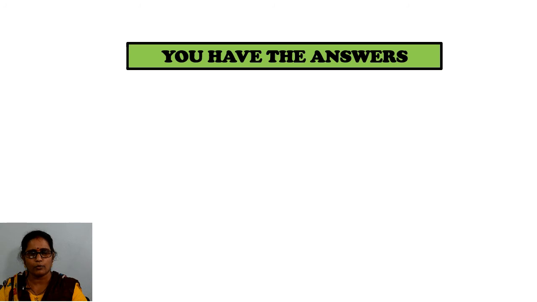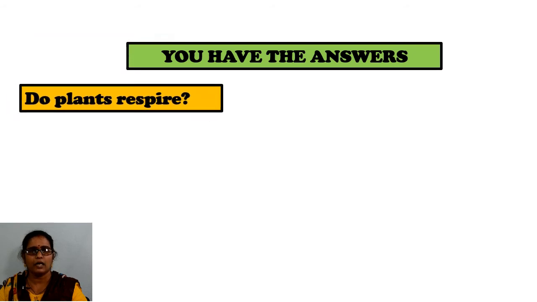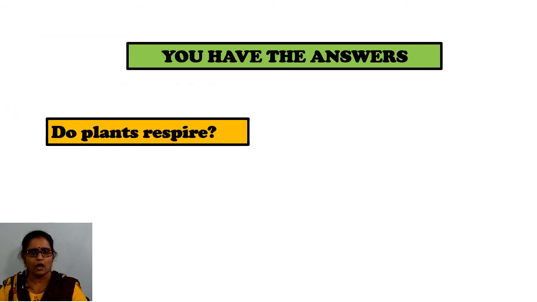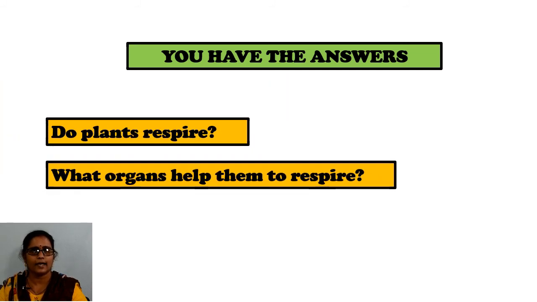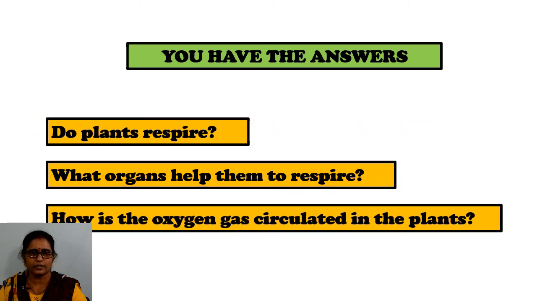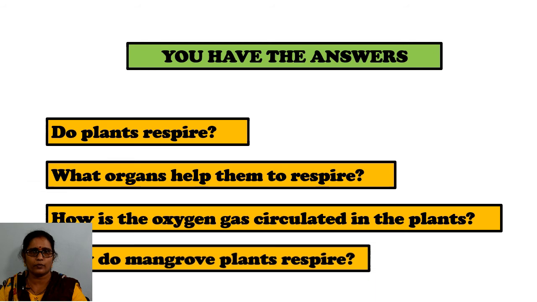So now children, you have the answers to all the questions that we had pondered about earlier. Do plants respire? Yes, most definitely they do respire because they are living things. But what organs help them to respire? They have stomata, lenticels and other such organs. But how is this oxygen gas circulated in the plants? It is circulated by the process of diffusion. And how do mangrove plants respire? They respire with the help of special routes called aerial routes or breathing routes or pneumatophores.